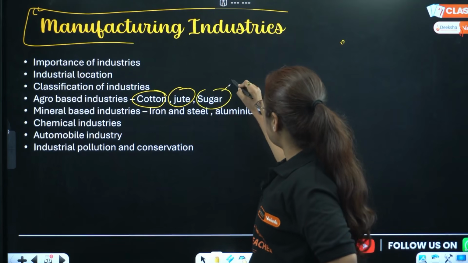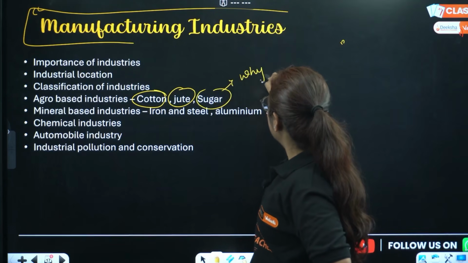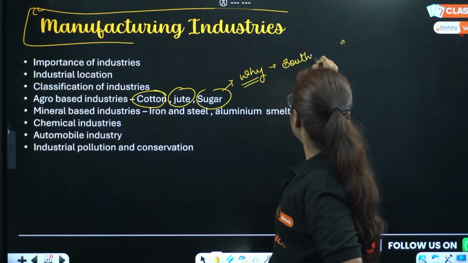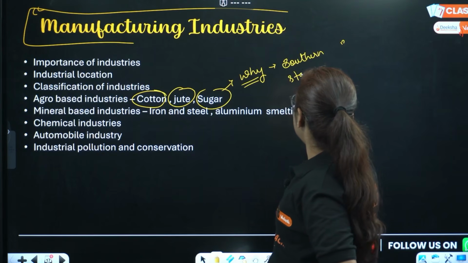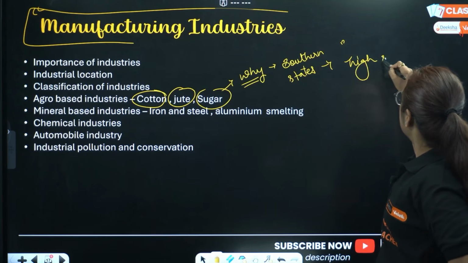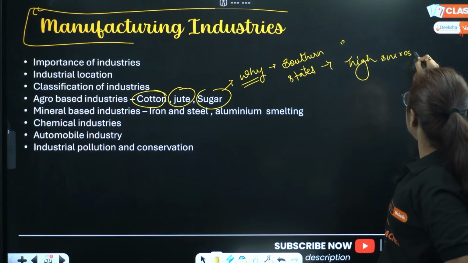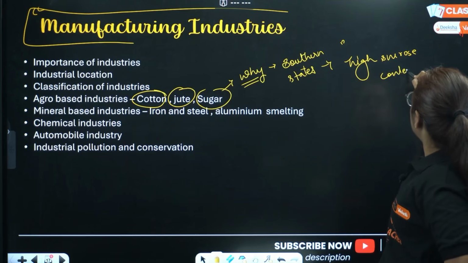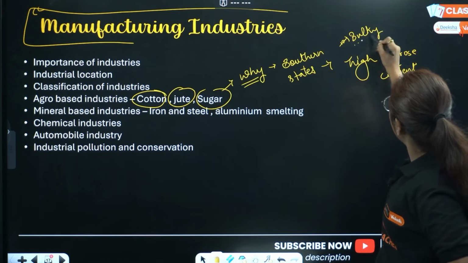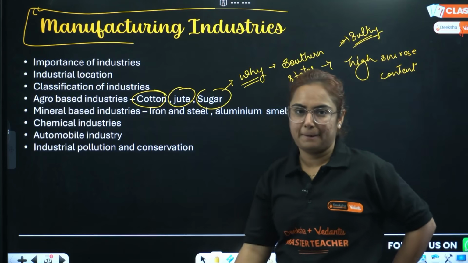Sugar industries: a question will come, why is there a shift of the sugar industries towards the southern states? A simple, decent answer is that the sugarcane found there has high sucrose content, and the sugar industry is a type of bulky industry, so its movement is not possible.